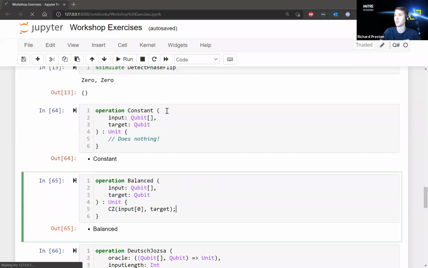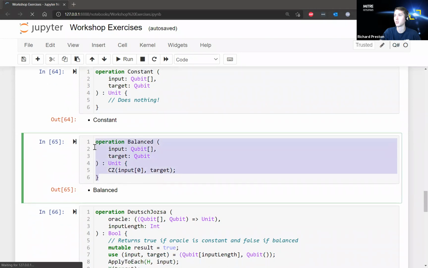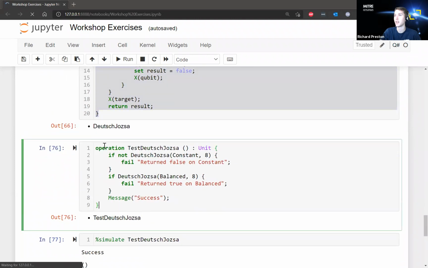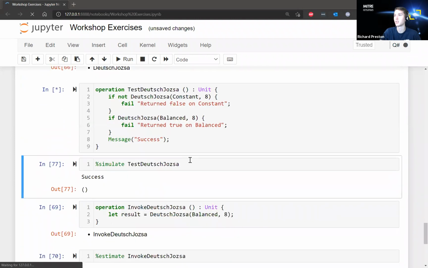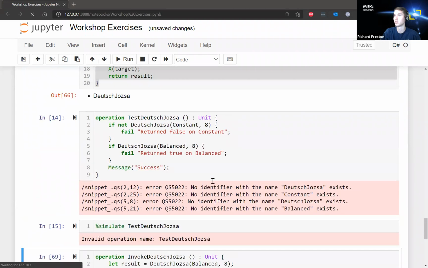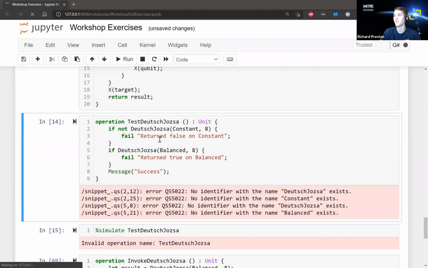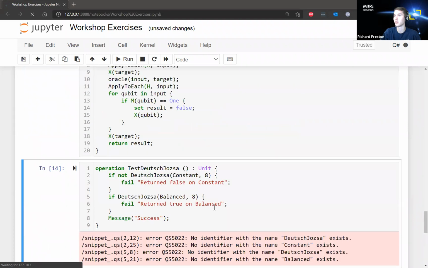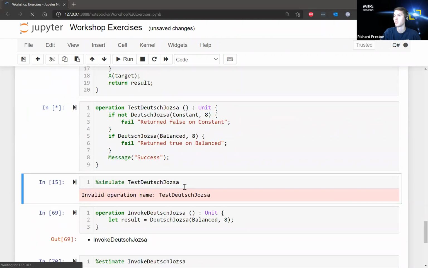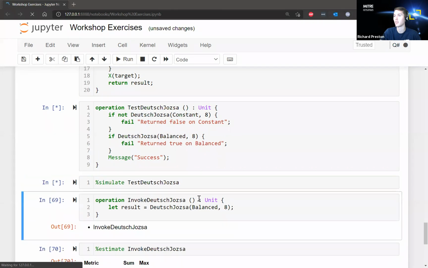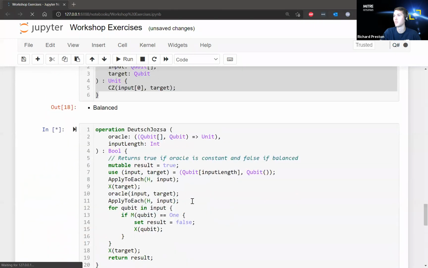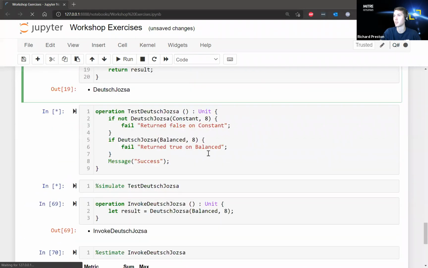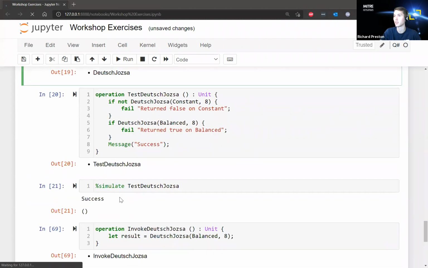You can use this, and why don't I just show you guys that before we go. So we have this constant oracle, balanced oracle or operation. Here's my implementation of Deutsch-Jozsa, and then here's my test. So if I run this test, hopefully it gives me success. Uh-oh, it's because I didn't run this first. Let's just make sure we run through all these. I think I restarted my kernel, that's why. All right, and then if I simulate, uh-oh, my kernel is sleeping. Okay, I think it did that one. All right, there we go, success.